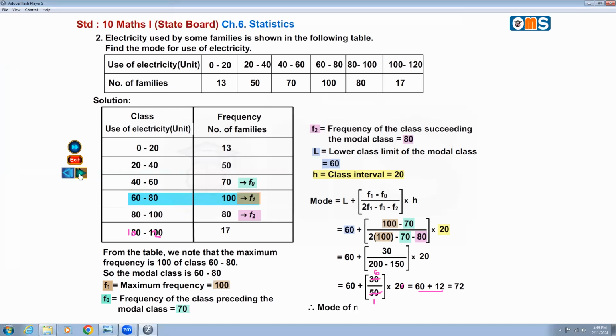The mode of the given units of consumed electricity is equal to 72 units, right? Got it?